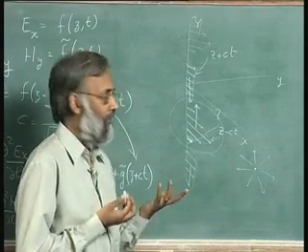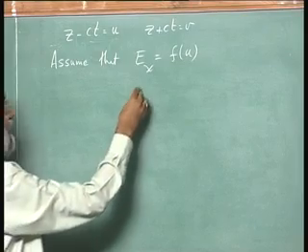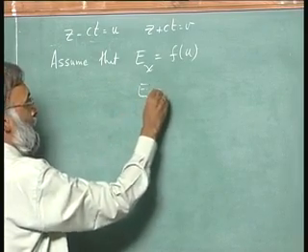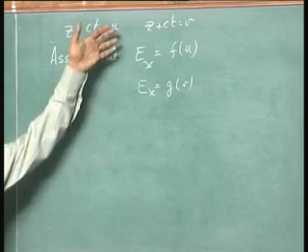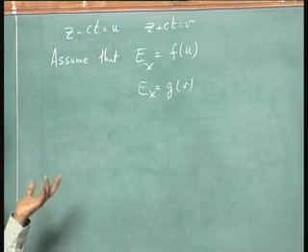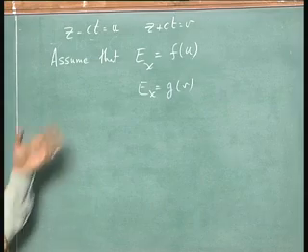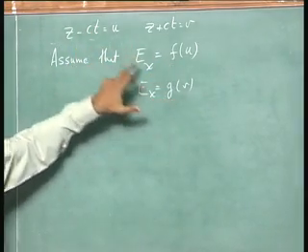I am not doing anything terrible by assuming this, because I can always solve this problem. Then I can solve a problem where Ex is equal to some g of v, and then I can add up the two solutions. And since the wave equation is linear, it means that if I have solved this problem and I have solved this problem, I have solved the full problem.